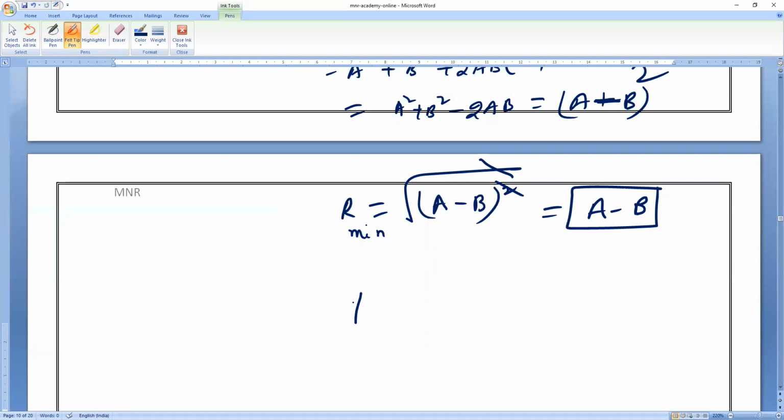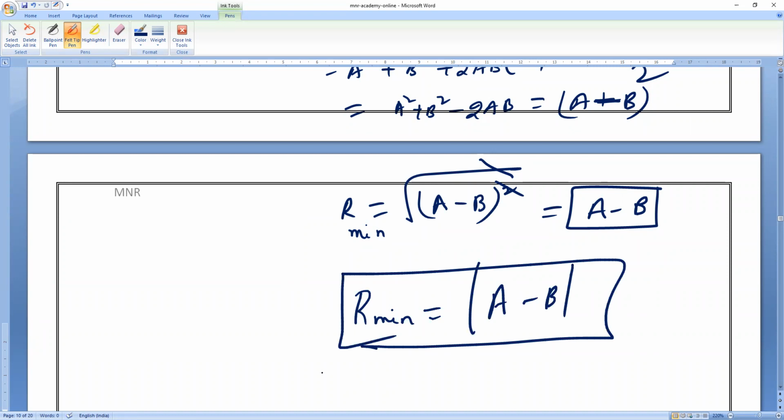And remember that R minimum will also never be negative, so I must put it in the mod. R value is always positive. Minimum or maximum doesn't matter, it is always positive. All of you remember that. That is what you have to remember.